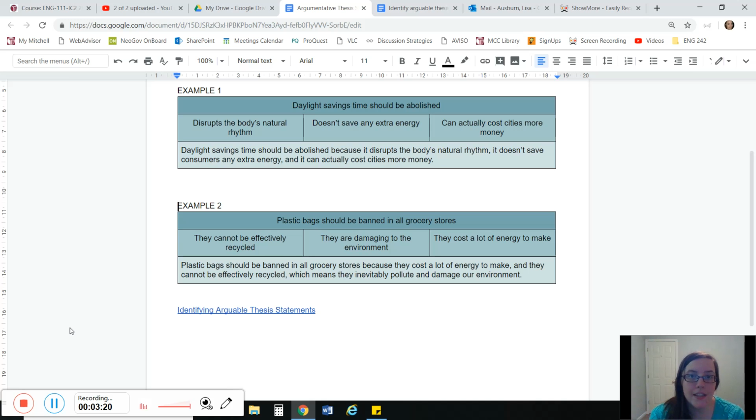We can see that same structure here in example 2. Plastic bags should be banned in all grocery stores. Here are my 3 reasons. They cannot be effectively recycled. They are damaging to the environment. They cost a lot of energy to make.